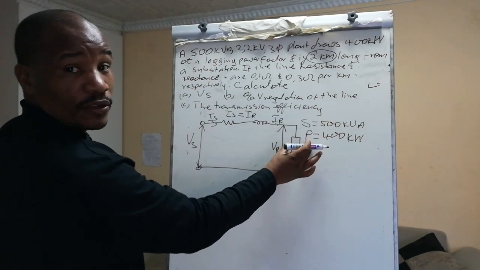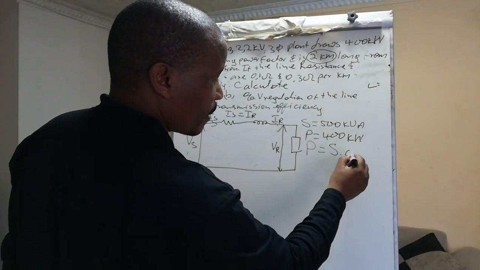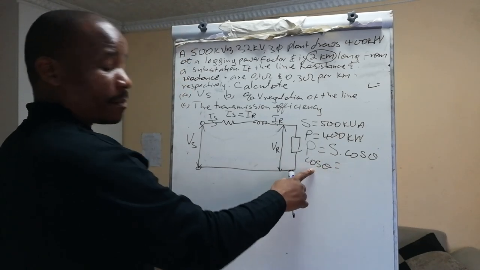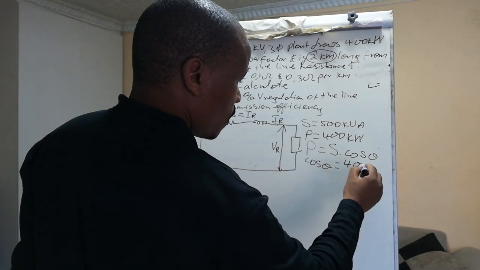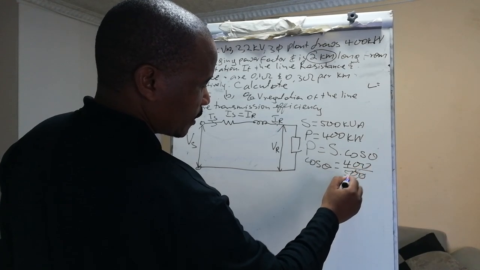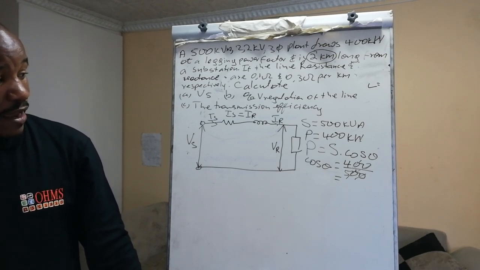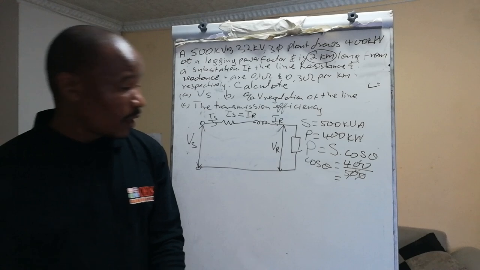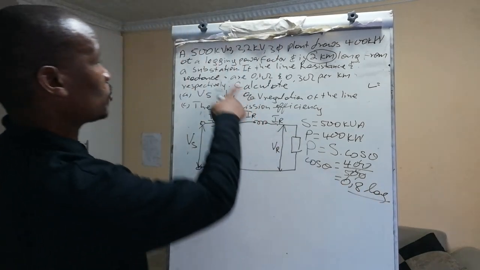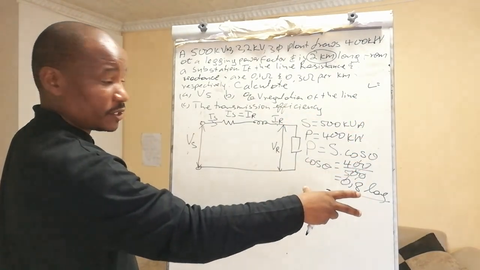Look, we are on the load side. On the load side, power is equal to the apparent power multiplied by cos theta. So we can calculate cos theta. Cos theta, which is the power factor, is equal to 400 over 500. This cancels that, so what is 4 over 5? It's equal to 0.8, lagging of course. Why? Because you are told that the power factor is lagging. This is the information on the load side.